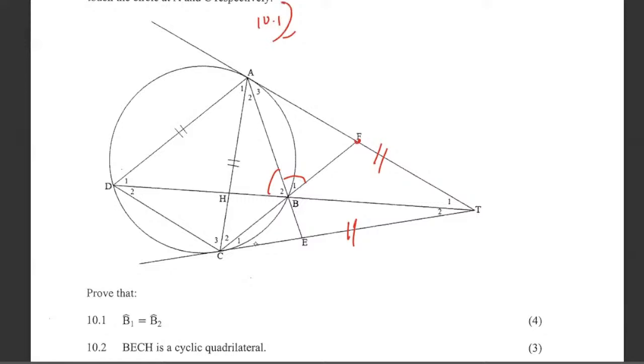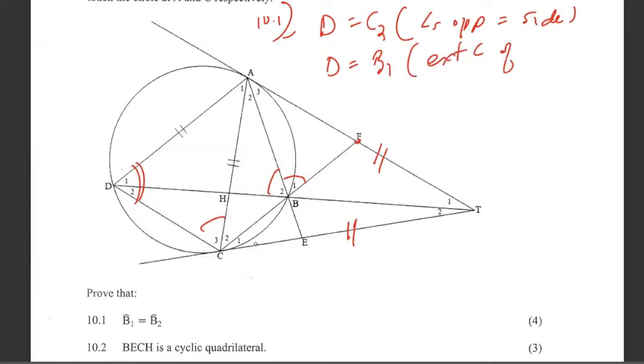All right, so what we can start by saying is that D is the same as C3. C3 is the same as D. Those are angles that are opposite equal sides. Then if this is a cyclic quad, then we know that B1 is going to be the same as D because of the exterior angles of a cyclic quad. And if that is also true, we just now need to prove the B2 aspect.